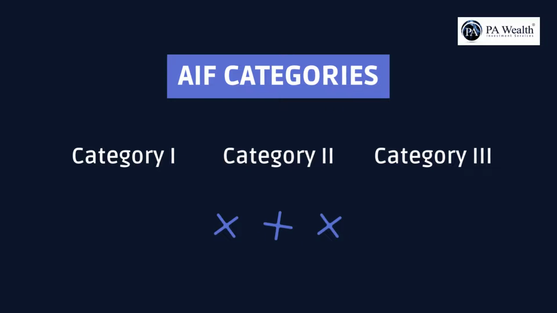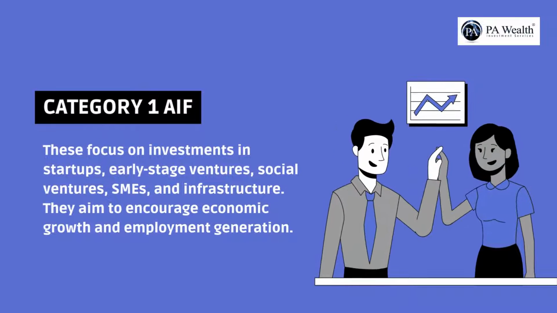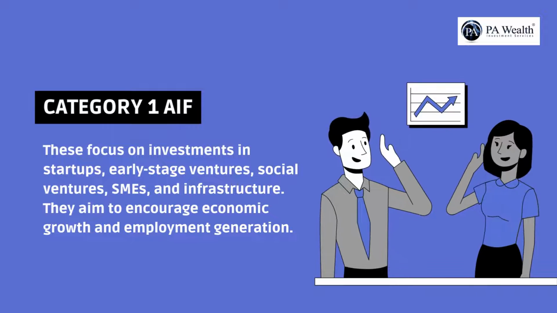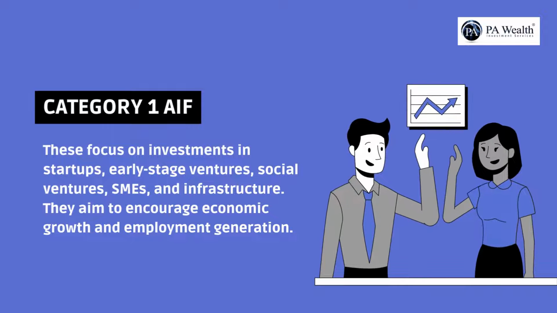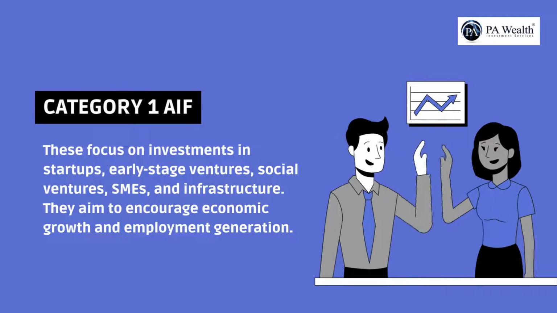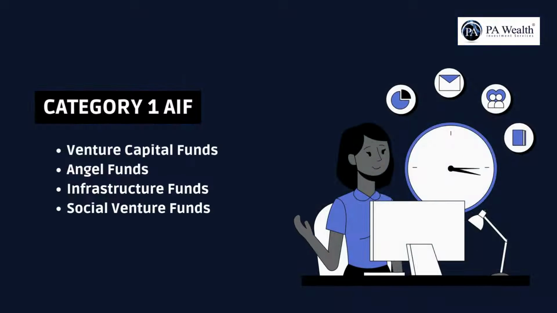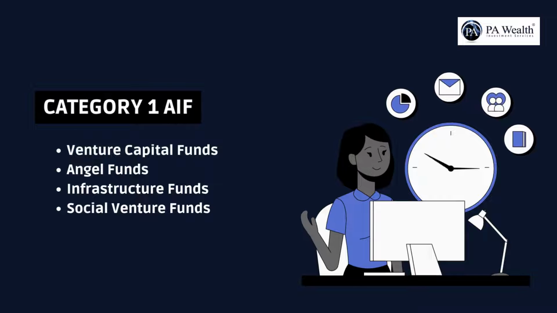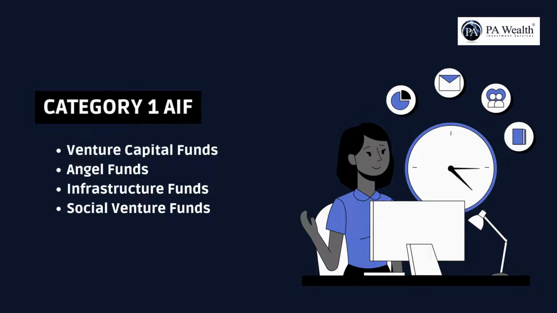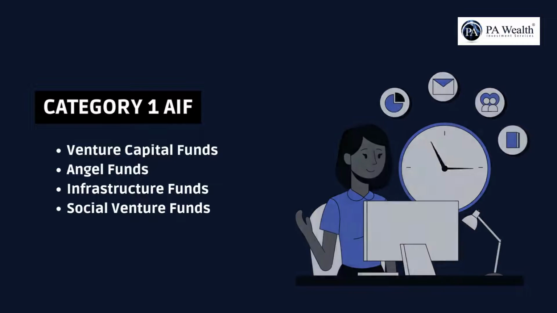Let's break down each category. Category 1 AIF focus on investments in startups, early-stage ventures, social ventures, SMEs, and infrastructure. They aim to encourage economic growth and employment generation. Some examples of Category 1 AIF include venture capital funds, angel funds, infrastructure funds, and social venture funds.